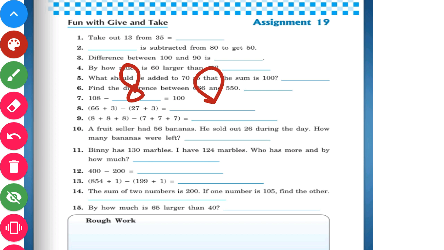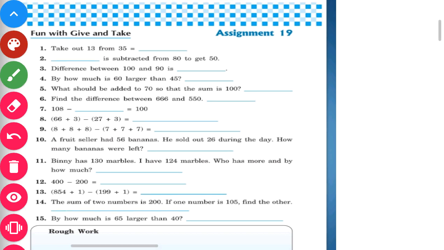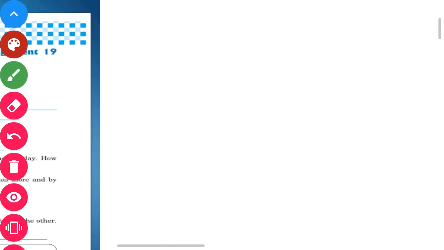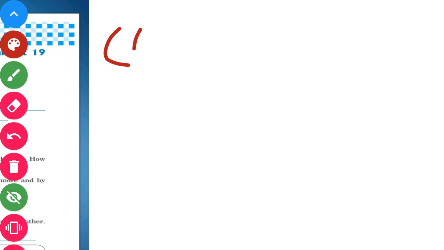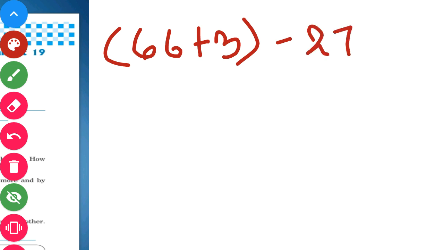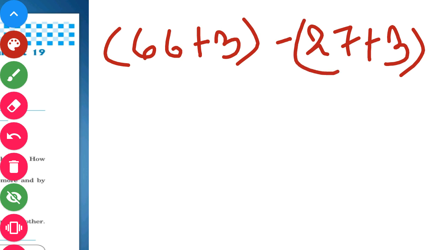Question number 8. 66 plus 3 minus 27 plus 3. Let us do this question. 66 plus 3 minus 27 plus 3. Okay. So here we can see two brackets are given, right? So first of all, we will solve the bracket.